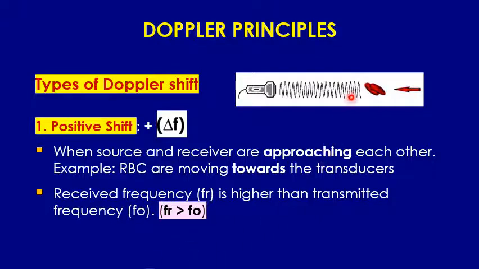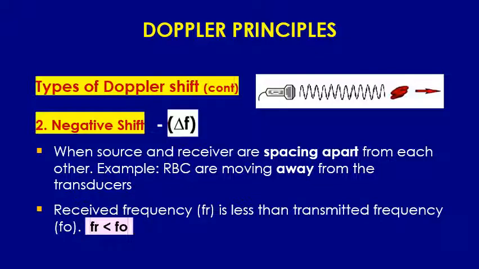What is the phenomenon here? The waves get compressed because of the movement of the red blood cells. In other words, the wavelengths of these waves get shorter and I get a higher frequency. So the received frequency FR will be higher than the original frequency or the operating frequency. This is the positive Doppler shift.